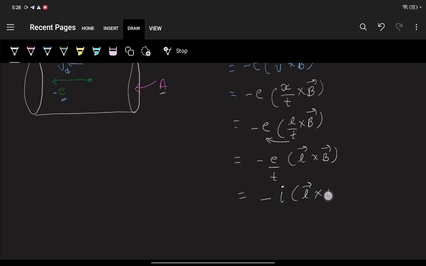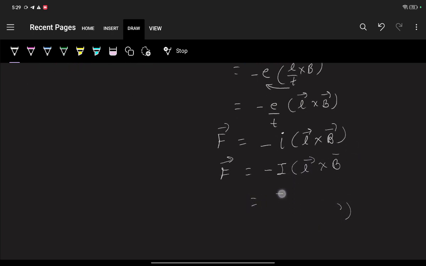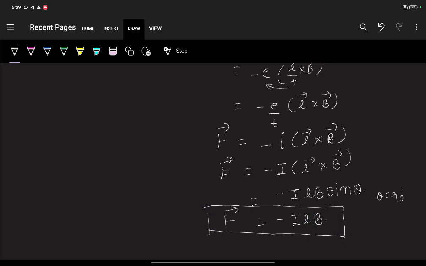So force is given by, on a negative charge particle, I(L cross B), or we can say minus ILB sin theta. And if theta is 90 degrees, the force on the conductor would be minus ILB. So this would be the answer.